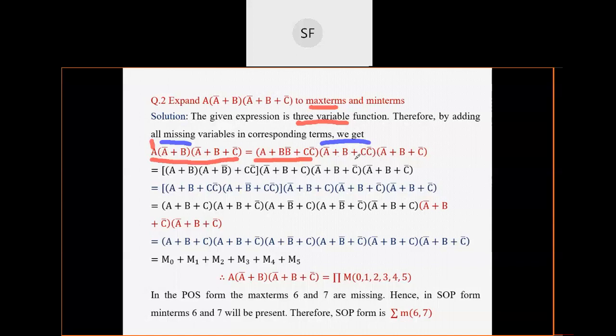How to expand this? You have to give A bar plus B plus C in one bracket and A bar plus B plus C in the other bracket. I am talking about this bracket: A bar plus B, and in one bracket you give C and in the other bracket C bar. So in this way you can expand this bracket. But the first looks quite complex, right? This is your first bracket. So you have to expand one by one.